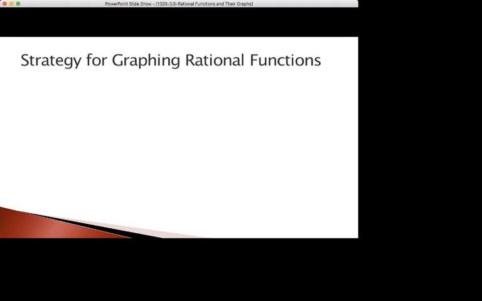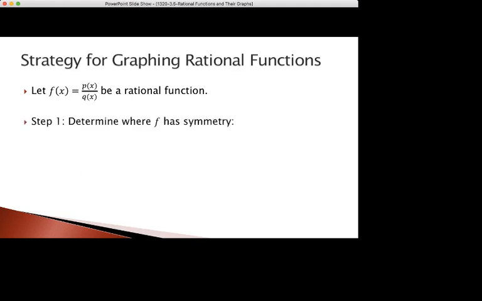So now we're going to discuss a strategy for graphing an arbitrary rational function using all of these techniques and all of these ideas we've been building up for the last 20-25 minutes. So first up, start with the rational function that we want to graph, with p of x being the polynomial in the numerator, q of x being the polynomial in the denominator. Step 1, determine where the function has symmetry.